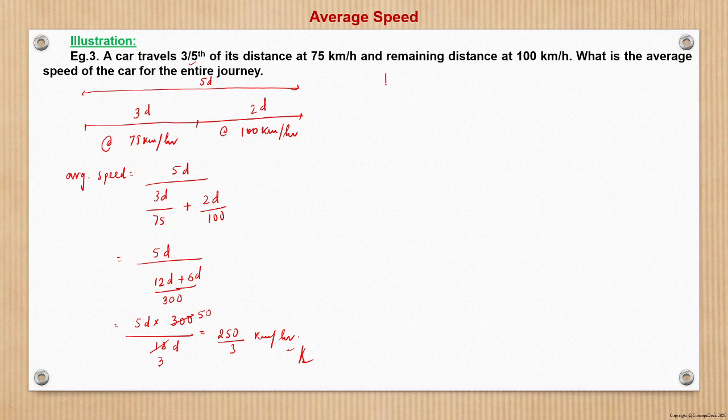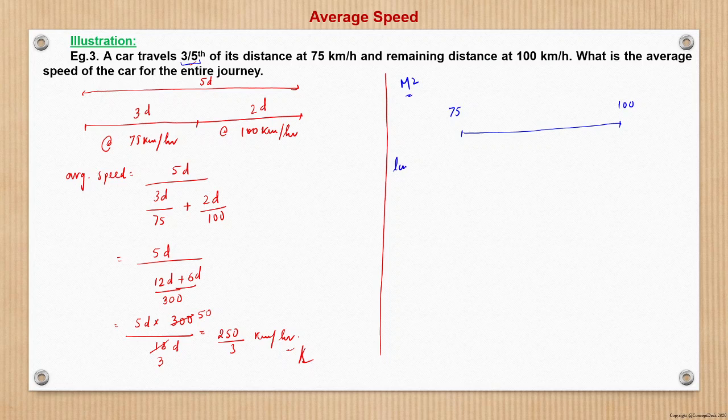Now I will solve this using allegation method 2. Now see, just look here very carefully at how to allegate the questions based on average speed in a time, speed and distance scenario. So here we know that the speed in the first case is 75 km per hour and in the second case 100 km per hour, right? Since we are allocating speed, ideally in the denominator it should be time, but we do not know time. We know the fraction is distance, 3/5 and 2/5.